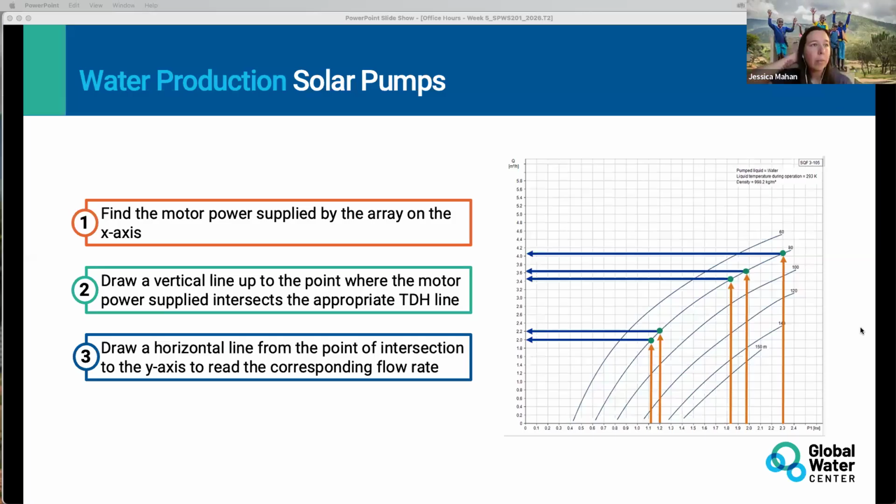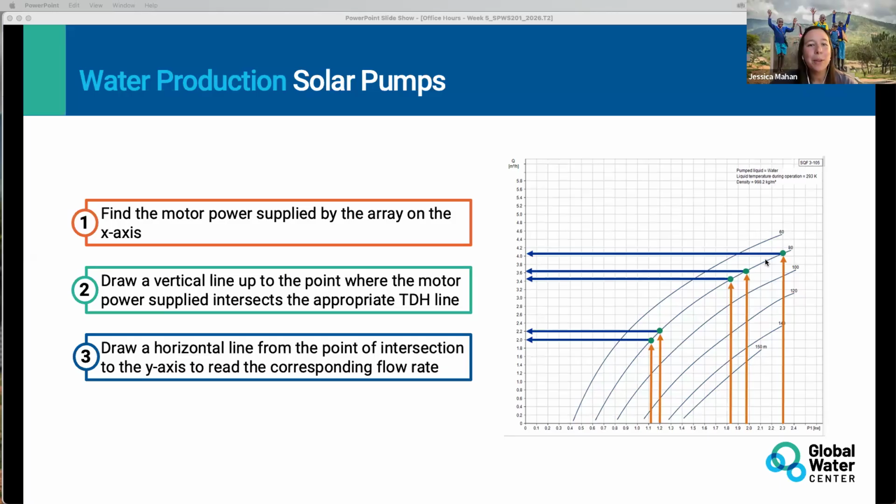There may be cases where your power doesn't line up with one of the TDH lines. So this curve actually is maybe not a great example of that. But in some cases, you'll have where your TDH lines don't go all the way across. And so if your power doesn't line up with the TDH curve, that would be an example where there would not be flow at that hour. So it has to hit one of the curves in order for there to be flow at that hour for the solar pumps. Are there any questions about how to do this for solar pumps?